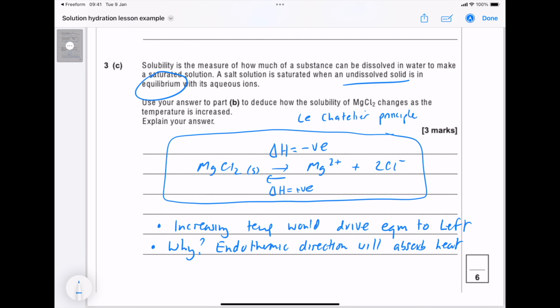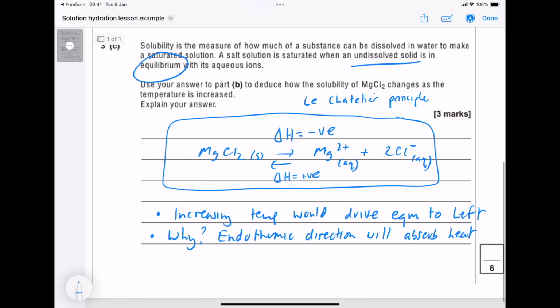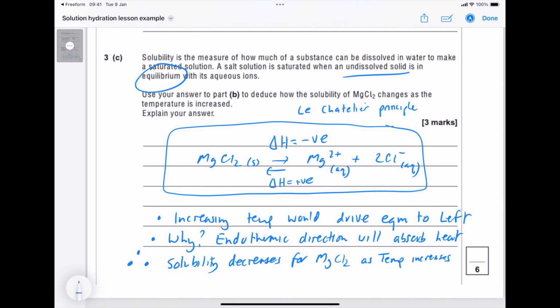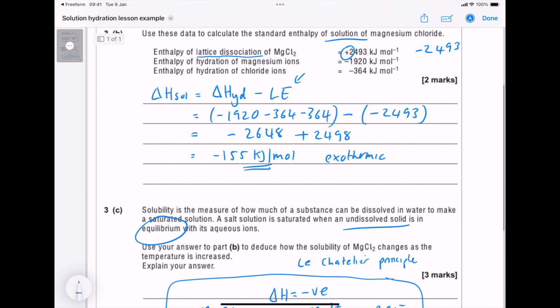So that means the equilibrium is moving from the right, where the aqueous ions are, to the left, where the solid is, and you're going to produce more solid the higher the temperature goes. We can therefore conclude that the solubility in this particular instance decreases. So the solubility decreases for MgCl2 as the temperature increases. Now, that is just for magnesium chloride. It could be different for sodium chloride. It could be different for potassium sulfate. You've got to take it on a case-by-case basis, and it's all to do with this equation.